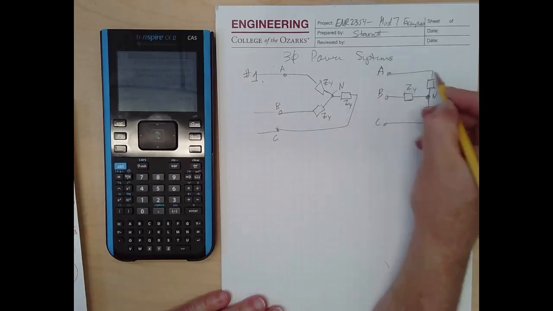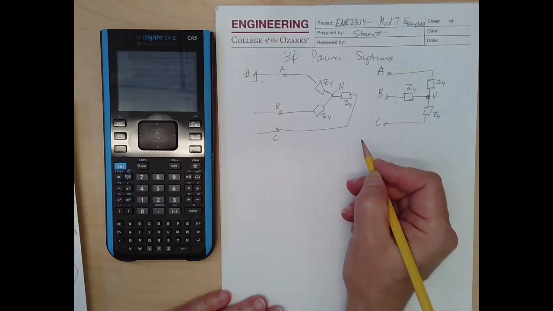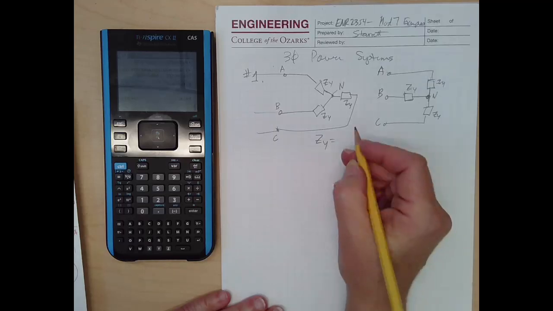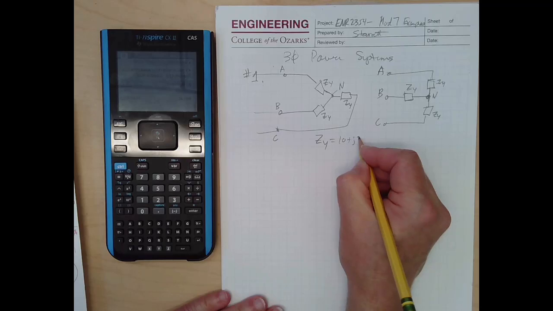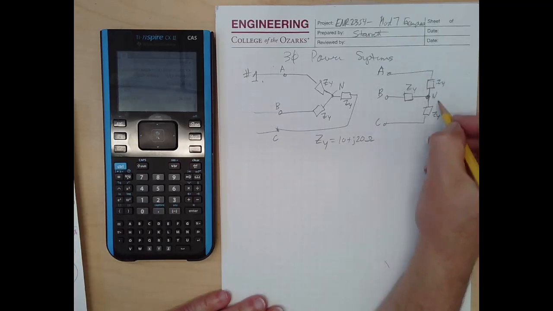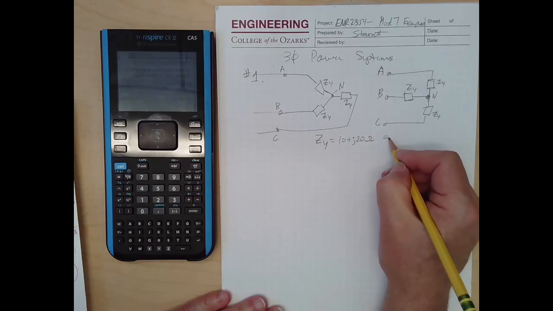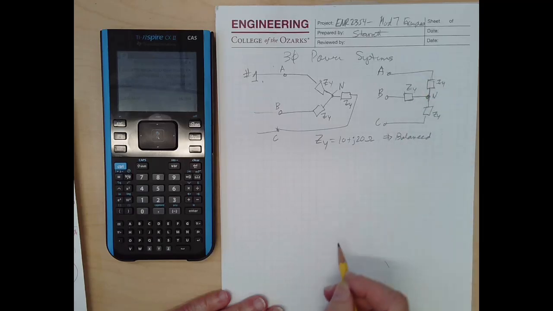All right, and again we have our lines here. So let's say we have some ZY is, I don't know, let's just say 10 plus J20 ohms. All right, so that means if it's a balanced system, all three of the loads, all three phases will be exactly the same. And so balanced means all the ZYs are equal.